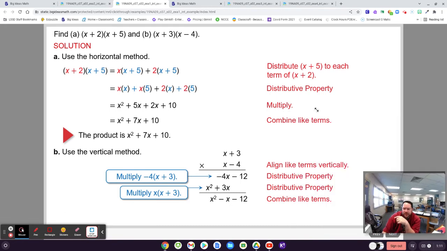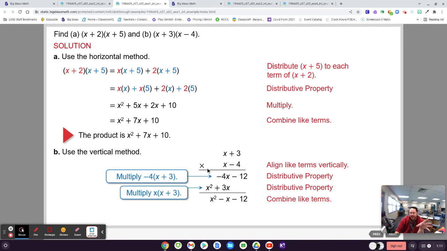We got another example to go through. All right, so if you want to copy those examples down, feel free.